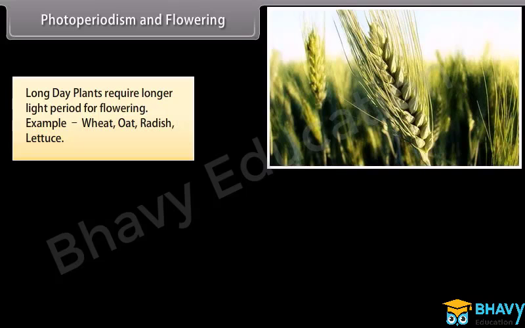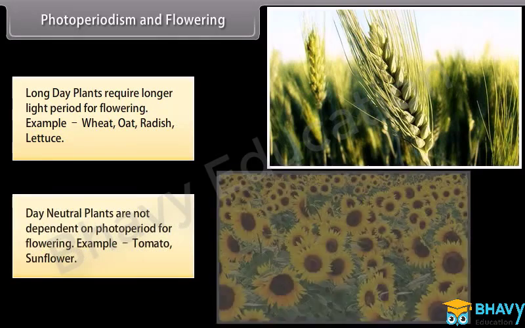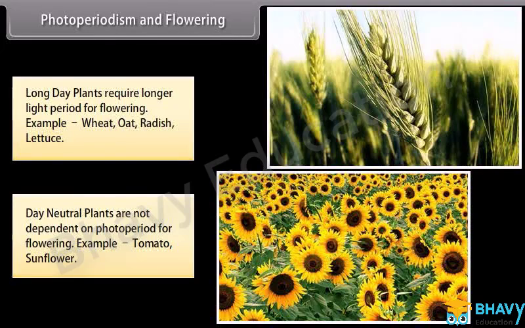Long-day plants require longer light period for flowering. Example, wheat, oat, radish, lettuce. Day-neutral plants are not dependent on photoperiod for flowering. Example, tomato, sunflower.